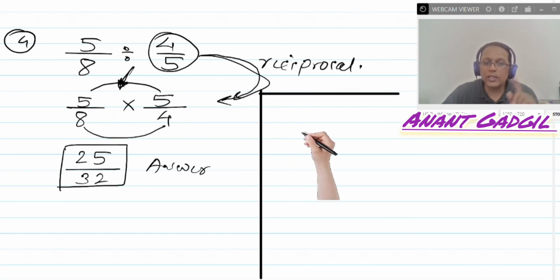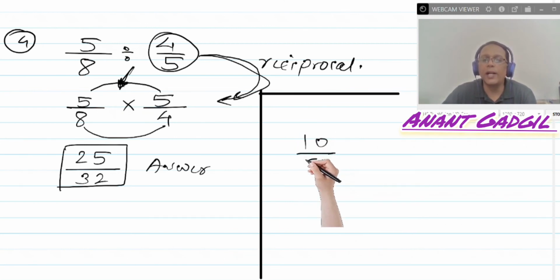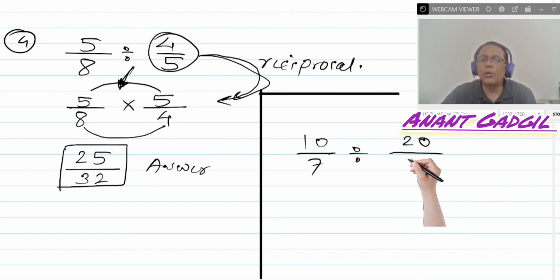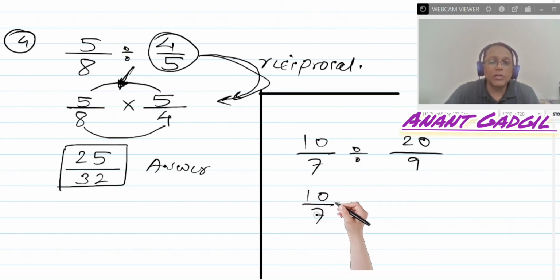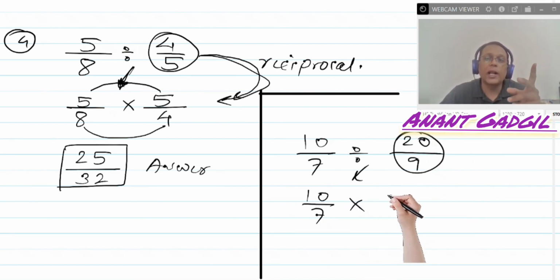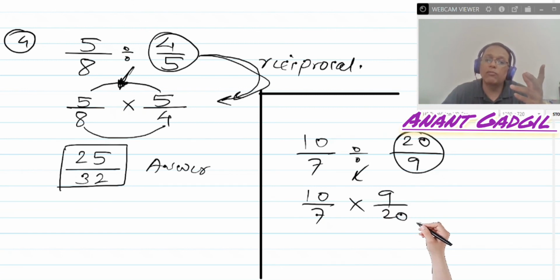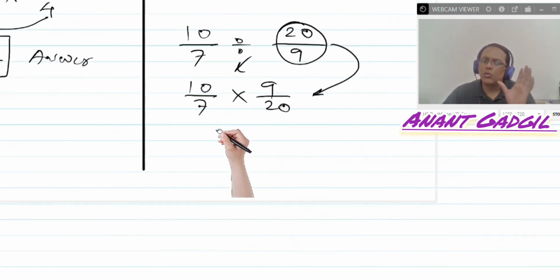Now the next question. 10 divided by 7, that is not 1.0. Okay, let me write it again. It's 10 by 7 divided by 20 upon 9. Okay, so what we do is we write the first fraction as it is, we change the division to multiplication, and we write the reciprocal of the second fraction. So 20 by 9 is changed to 9 by 20. Now we have to simply solve this, multiply this.